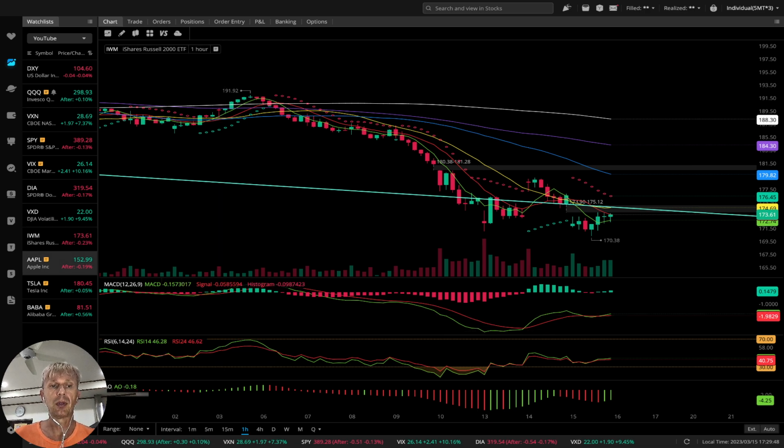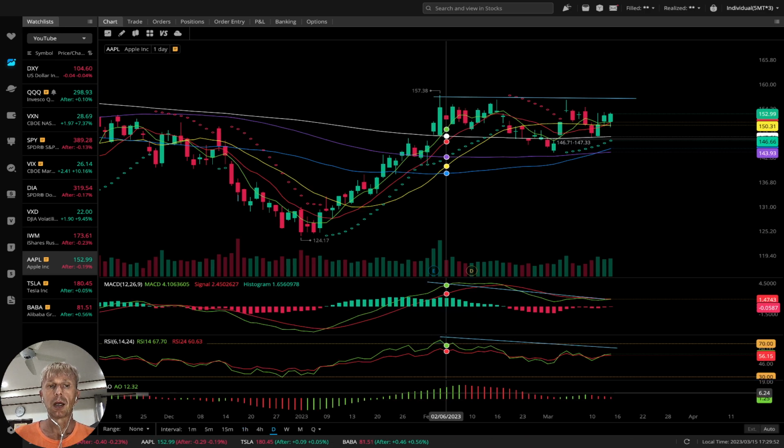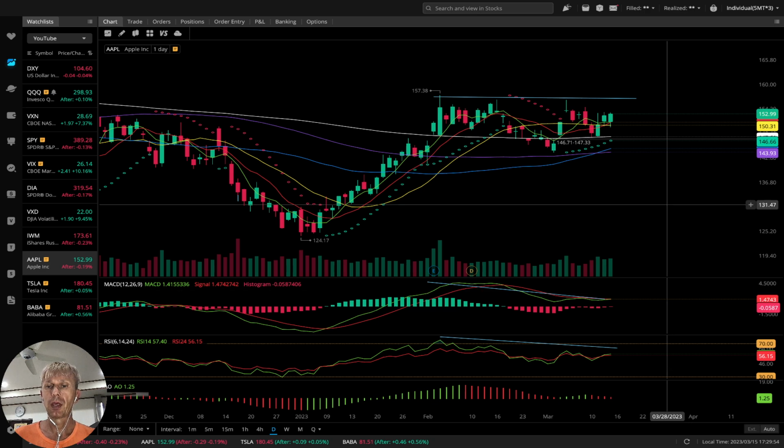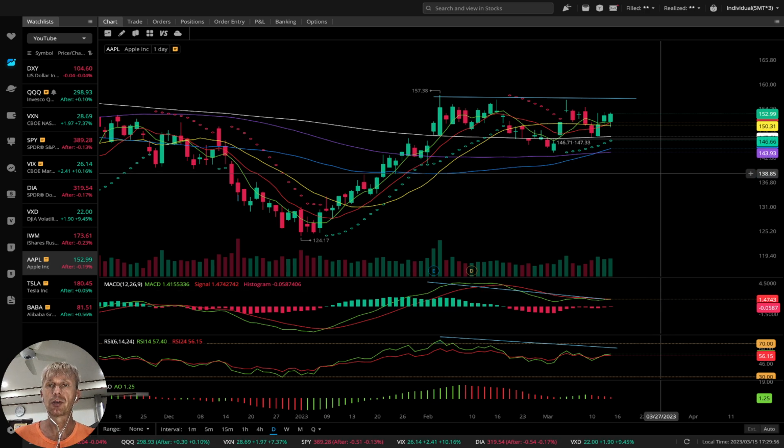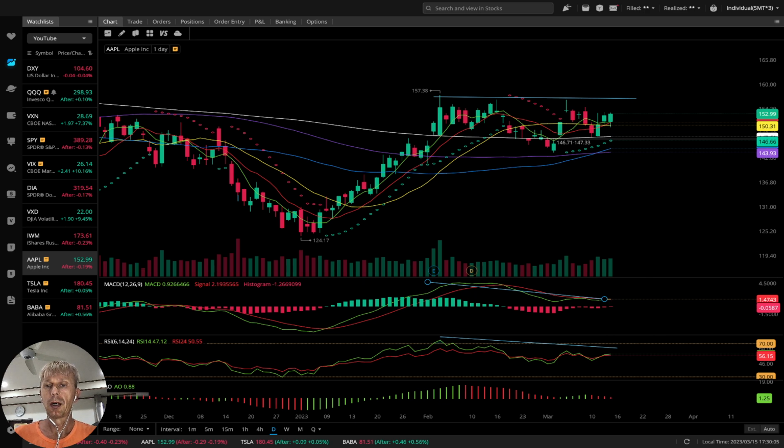Let's move to Apple. Apple daily. Apple strong, right? That's why Qs is strong, because of Apple and large corporations like Microsoft, Google, and Facebook. It is bullish with bearish divergences, right?